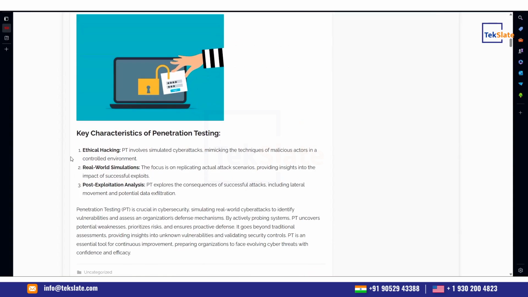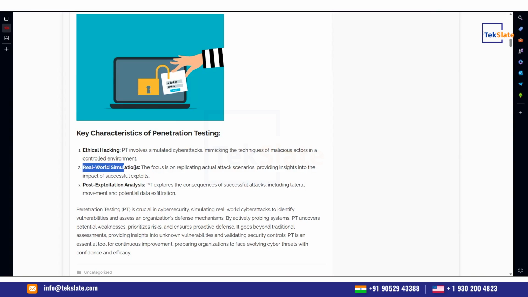So, what are the key characteristics of penetration testing? First of all, the characteristic of penetration testing is ethical hacking. As we know, a malicious actor does hacking to gain his motive, to harm an organization, to achieve his financial motive. In ethical hacking, there are penetration testers who follow the ethical rules of the organization. They follow some protocols. They test the system to identify potential vulnerabilities which can be exploited and gained by malicious actors.